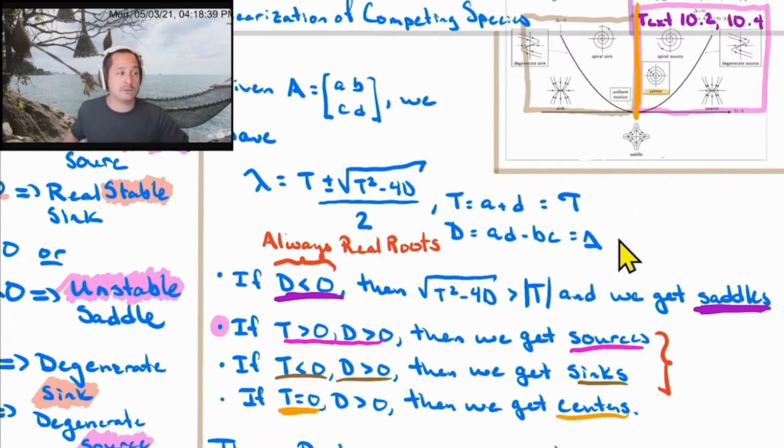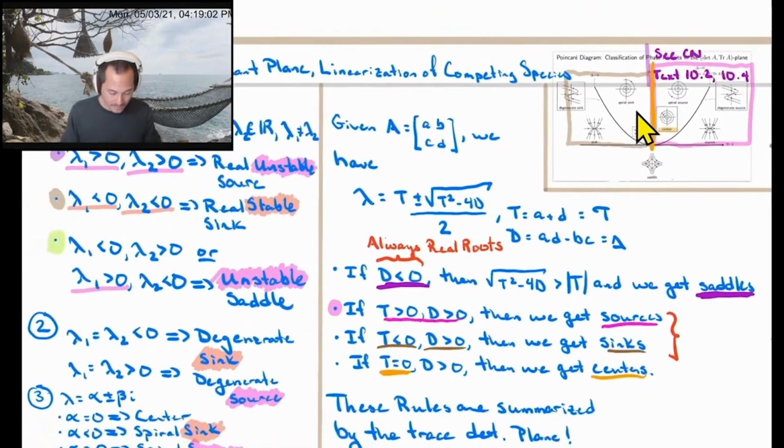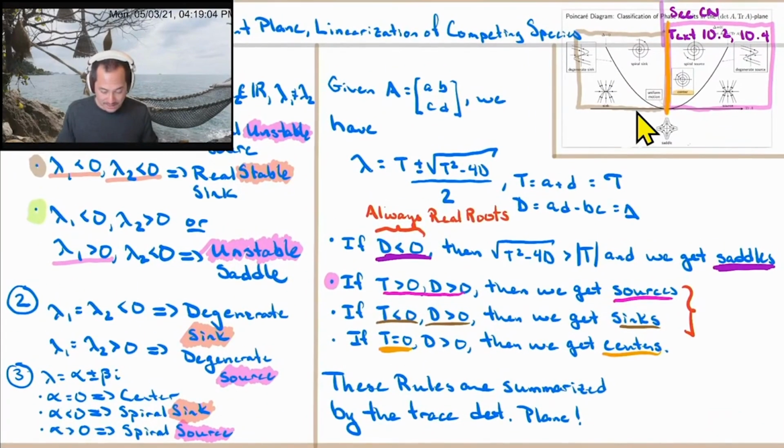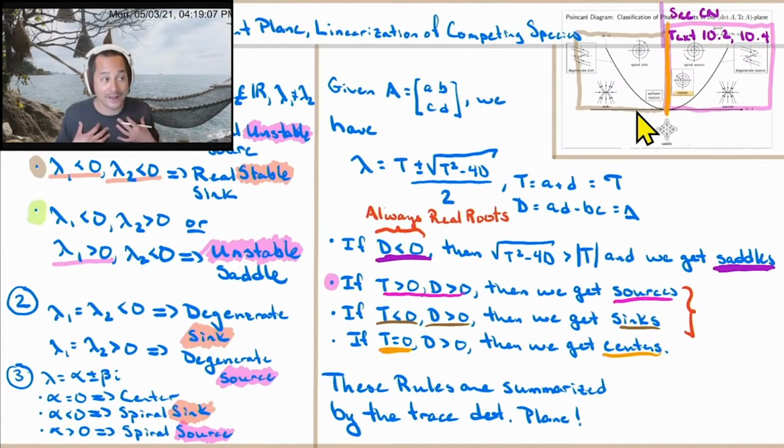So, trace determinant plane. Lower half plane, when the determinant's negative, saddles. Quadrant 1, when trace is positive, determinant positive, sources. Quadrant 2, when trace is negative, determinant positive, sinks. The break point between quadrant 1 and quadrant 2, the positive determinant axis, centers. So what that means is that, as a summary, I can quickly identify, based on trace and determinant, what your phase portrait's going to look like. I don't know exactly what it's going to look like, but I know roughly what it's going to look like.